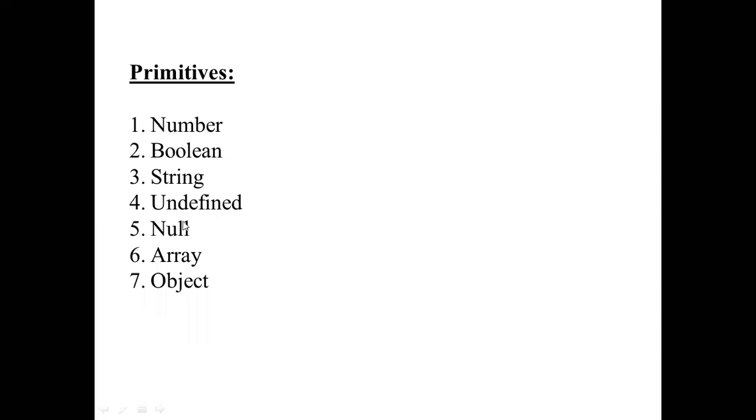So I repeat again: if it is not declared and not assigned, that is said to be null. Undefined means you declare a variable and it is not assigned. So these are the different data types in JavaScript: primitive data types as well as arrays and objects.